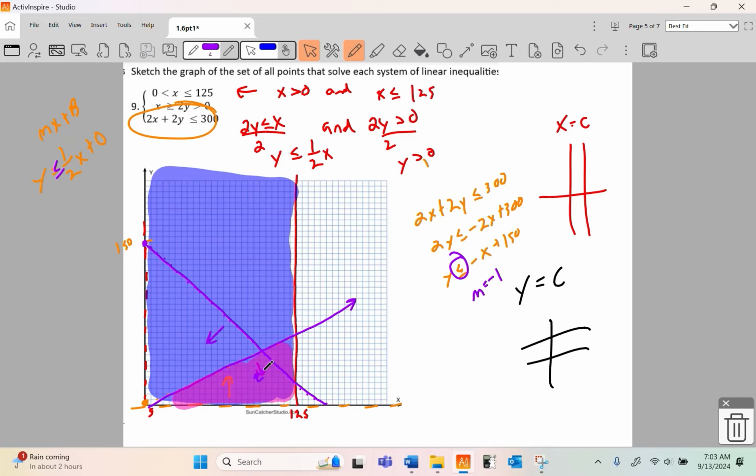And what I end up with is this overlap space right here. A little four-sided quadrilateral in there. And that is where everything is happy. That is the answer to this thing. All right? Everything is happy in that shaded region.